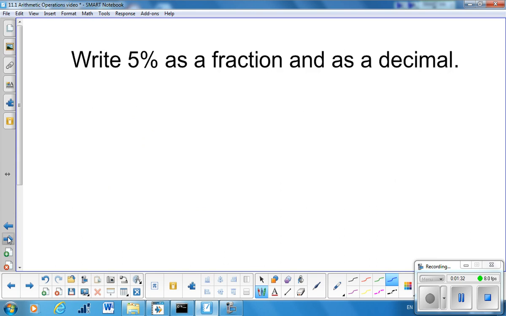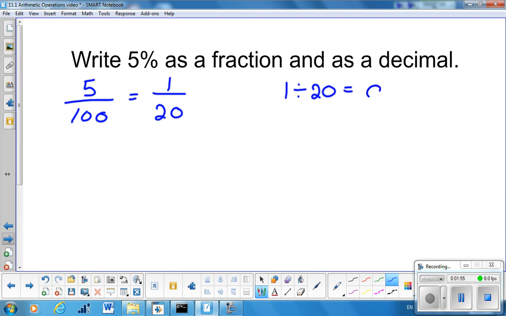Write 5% as a fraction and a decimal. Again, 5% means 5 out of 100. Using your fraction button or reducing that fraction should give you a reduced fraction of 1 over 20. To change that to a decimal, we're going to do 1 divided by 20, which works out to 0.05.